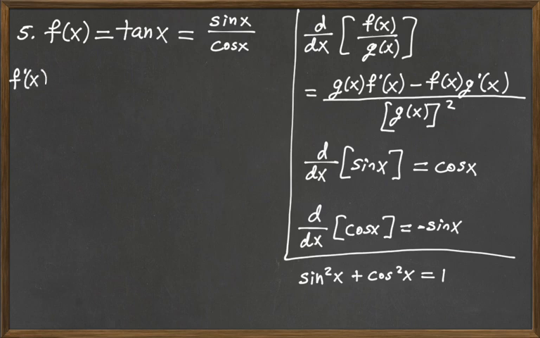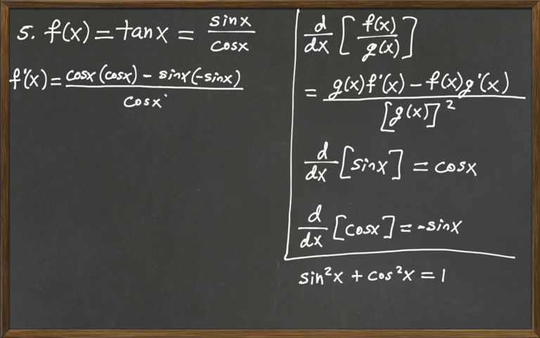Okay, so take the derivative. So the low function cosine x times derivative of the top, and the derivative of the sine is cosine, minus the top function sine of x times the derivative of the denominator. The derivative of cosine is going to be negative sine, all over the denominator squared, so cosine of x quantity squared. So it's going to be cosine squared x, and then you got a double negative, so plus sine squared x, all over cosine squared x.